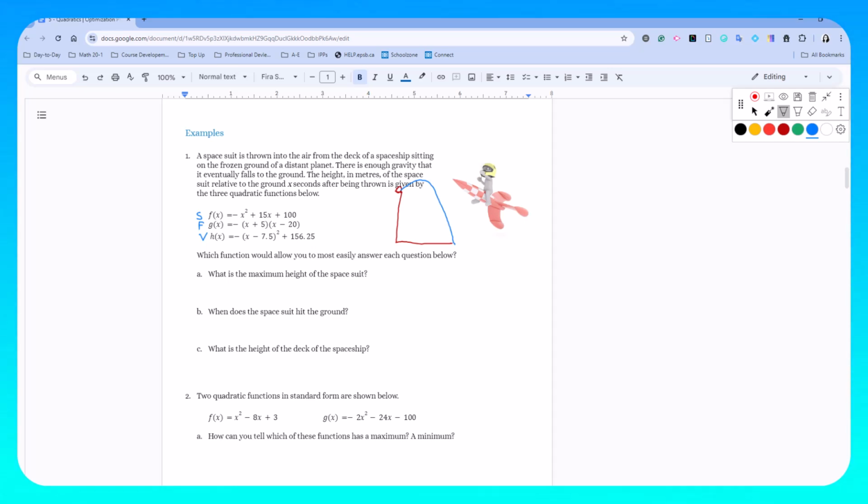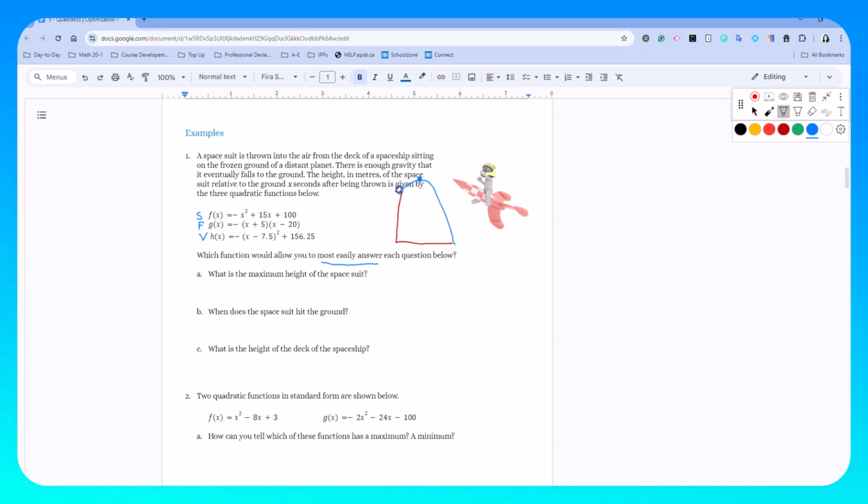Their question is asking which function would allow you to most easily answer the questions. As we could see from our chart before, there's always a way to find the information, but some are just easier than others. And here, we're looking for what's easy. Well, what is the maximum height of the spacesuit? We are looking at this point right here. We're looking at the vertex.